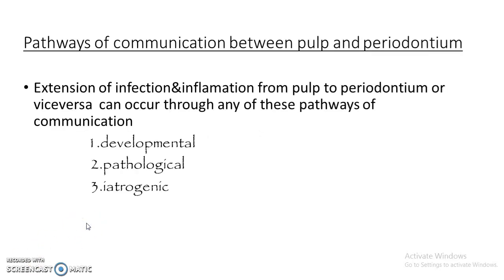So we are literally going to the pathway of communication between the pulp and periodontium. Extension of infection and inflammation from pulp to periodontium or periodontium to the pulp can occur through any of these pathways of communication: developmental, pathological and iatrogenic. The developmental ones are the anatomical factors we already spoke about, and the iatrogenic factors are vertical root fracture and root.